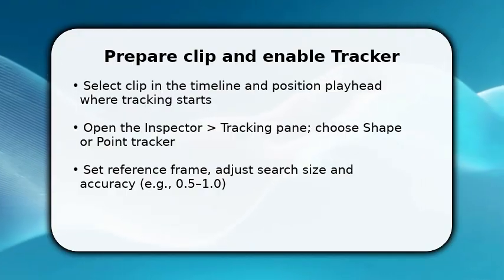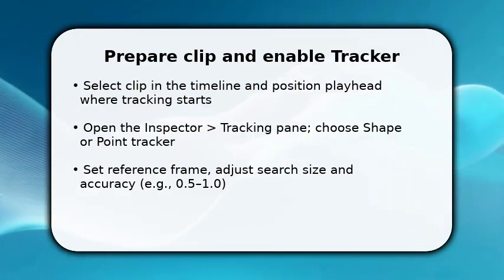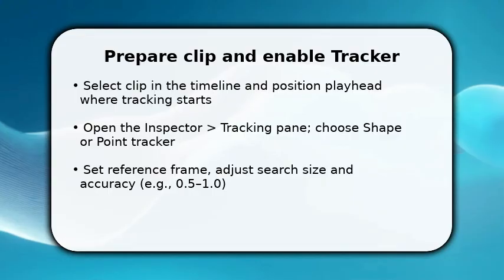You start by choosing the exact clip and frame you want to track. This sets a clean reference for the tracker to follow. Once done, open the inspector and enable the tracking controls so you can pick point or shape tracking depending on the subject. Make sure to set search size and accuracy.